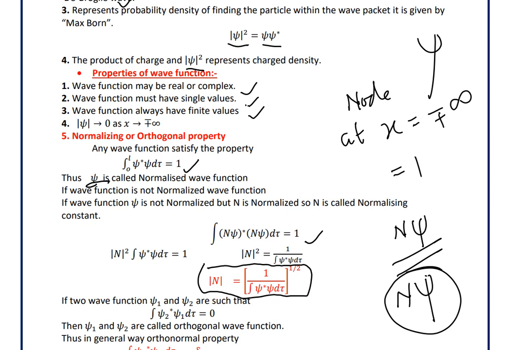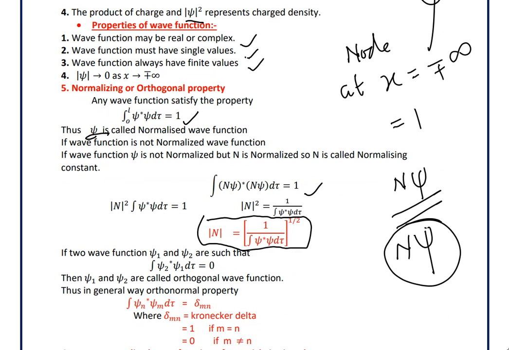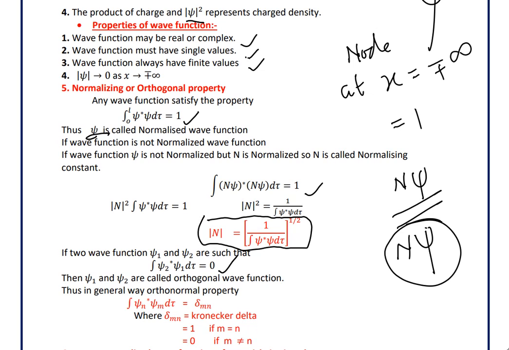If two wave functions psi 1 and psi 2 follow the property integral psi 2 star psi 1 d tau is equal to 0, then they are called orthogonal wave functions. So the condition psi 2 star psi 1 d tau equal to 0 is orthogonal, and equal to 1 is normalized if the wave functions are the same.